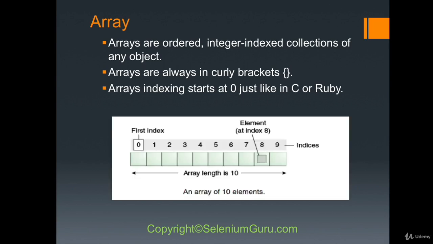To explain more clearly, you can see this diagram here. I've got this first array of 10, a 10 element array. The first index is 0, then 1, 2, 3, 4, 5, 6, and so on. If you want to call the ninth element here, you have to call it with index 8. Although you have 10 elements, the indexing starts with 0. It's the same thing in C or Ruby.